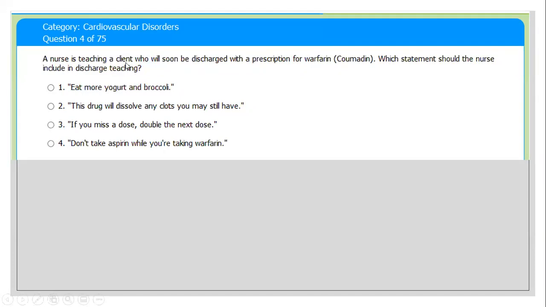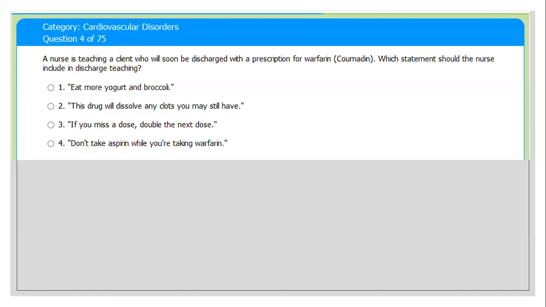A nurse is teaching a client who will soon be discharged with a prescription for warfarin. Which statement should the nurse include in discharge teaching? One: eat more yogurt and broccoli. Two: these drugs will dissolve any clot you may still have. Three: if you miss a dose, double the next dose. And four: don't take aspirin while you are taking warfarin.